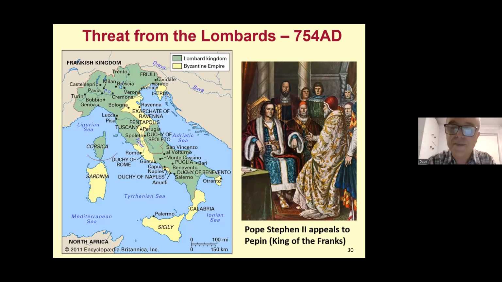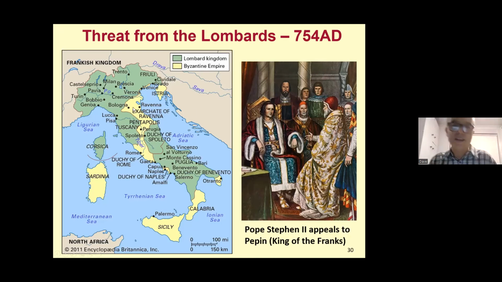And in 754 AD, you can see there on the right here, this Pope Stephen II, he went to France and appealed to the king of the Franks, whose name was Pepin. And a deal was struck between Pepin and Pope Stephen, and the Franks turned against what were their allies in the Lombards and defeated them in two major battles in 754 and 756 AD.